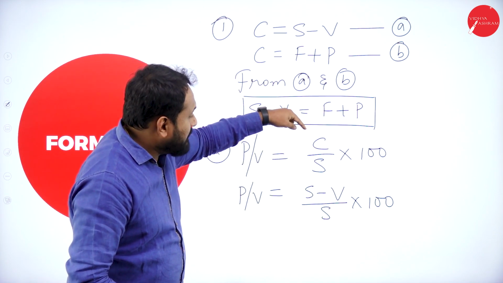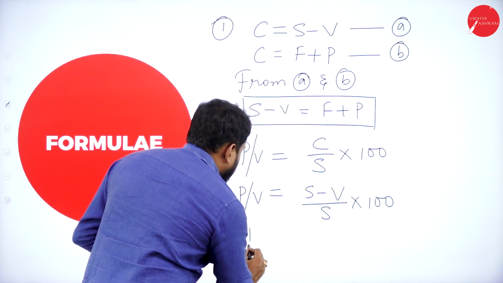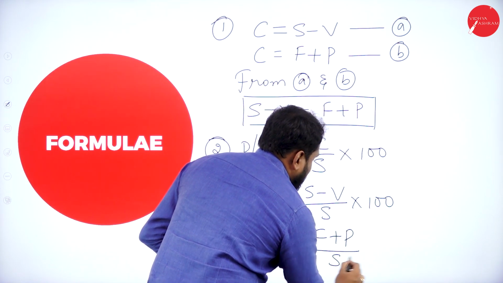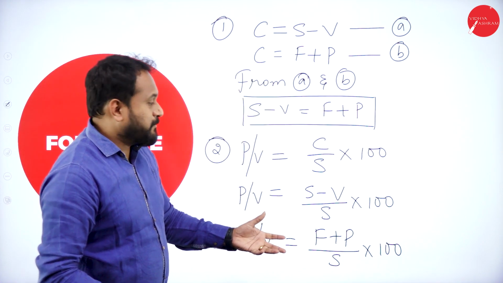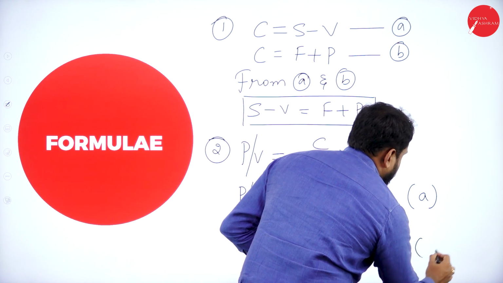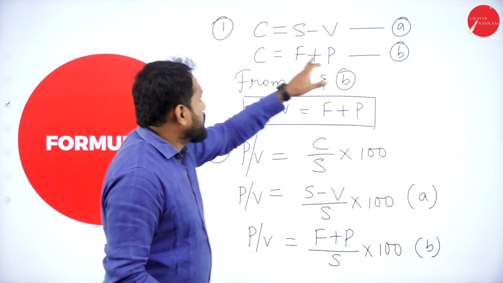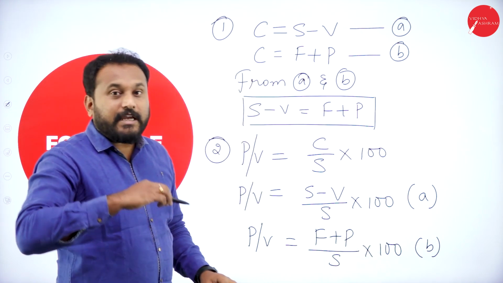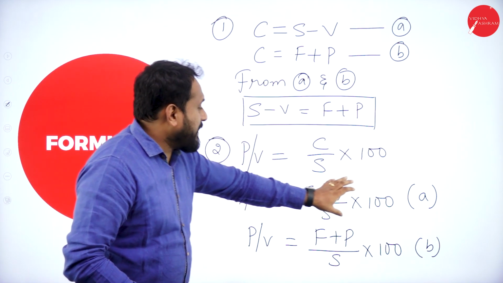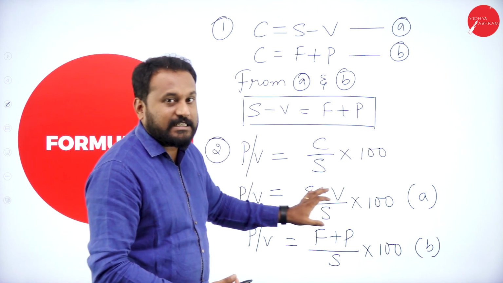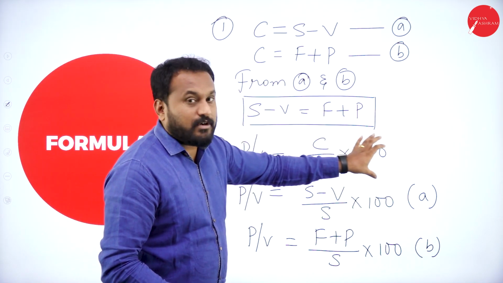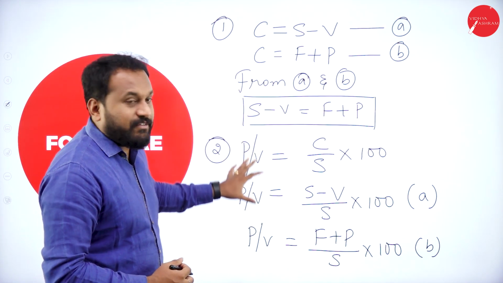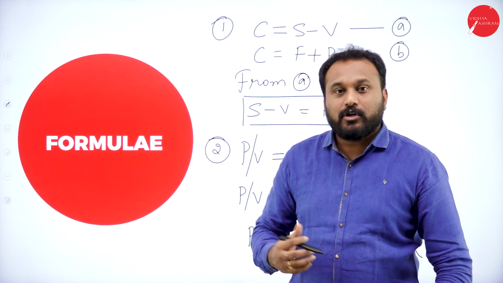Sir, how did this S minus V come? I have just substituted the contribution. Now can I write this formula because of B? PV is equal to F plus P divided by S into 100. Can I write it or I can't write it? This is because of A and this is because of B. What is the B formula here? Contribution. I have substituted the contribution formula, that is F plus P divided by S into 100. Now in your problem, if you have got sales and variable cost, find out with this formula: PV is equal to S minus V by S into 100. If you know the contribution, find with this formula. It's simple. So please take down the notes, start writing what is the contribution formula, what is the PV ratio formula. Easy. Done.